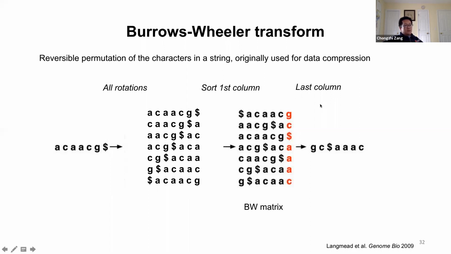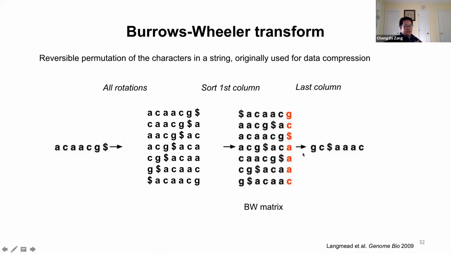And then the Burrows-Wheeler transform is simply to record the last column as the transformed version of this one. So after resorting, this matrix is called a Burrows-Wheeler matrix, or BW matrix. Instead of storing the original string, we store the BW transformed string.